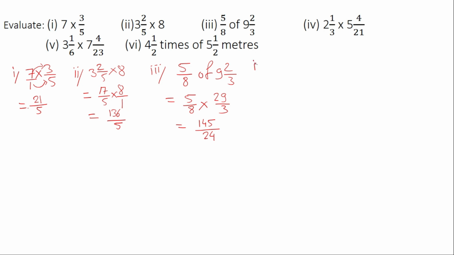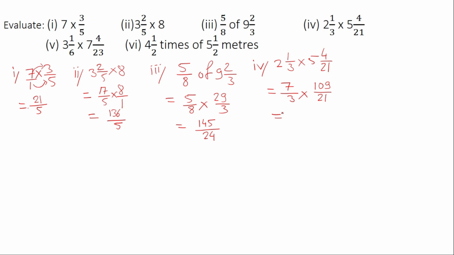Number 4, it is given 2 whole 1 by 3 into 5 whole 4 by 21. So we will change both into improper fractions first. So 3 2s are 6 plus 1, 7 by 3 into 21 into 5 plus 4, that means 109 by 21.